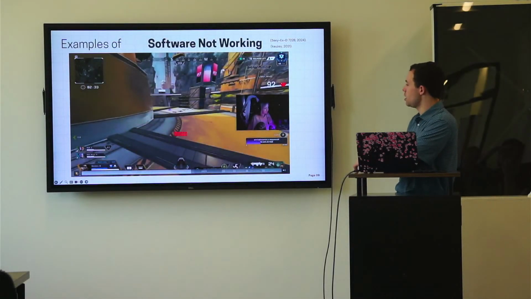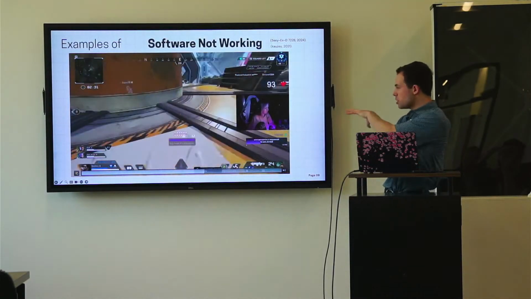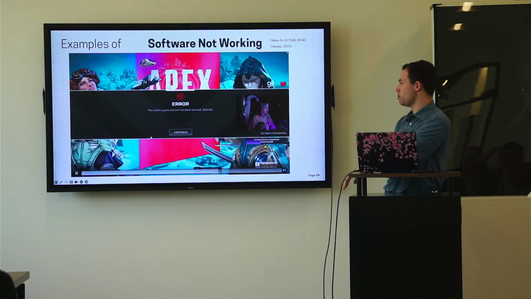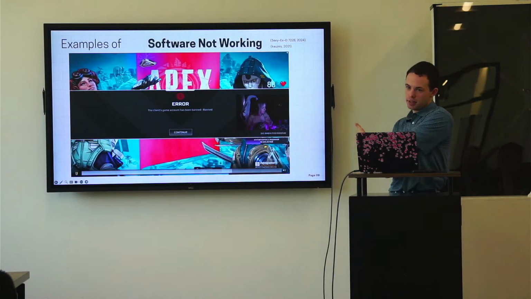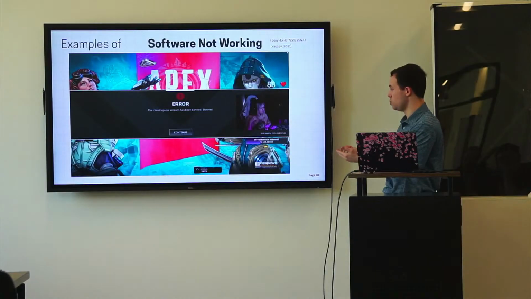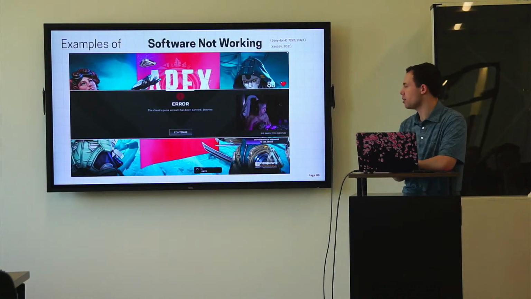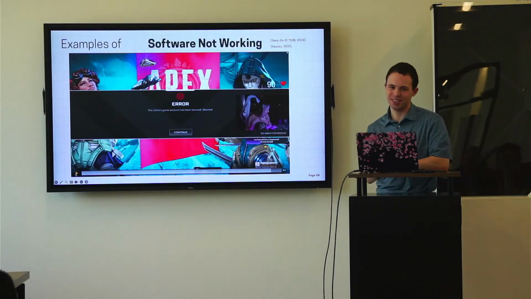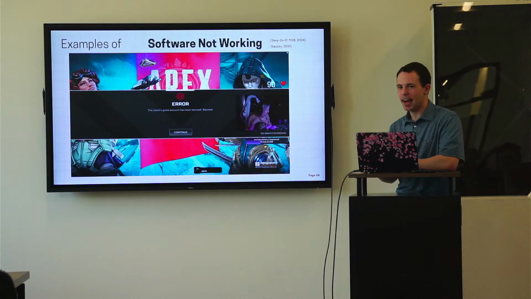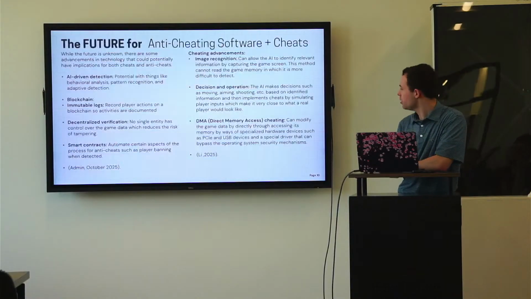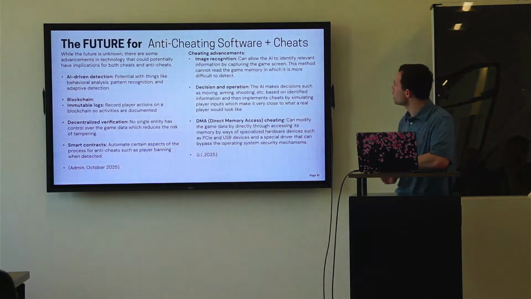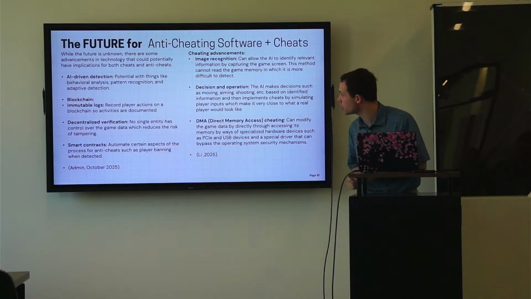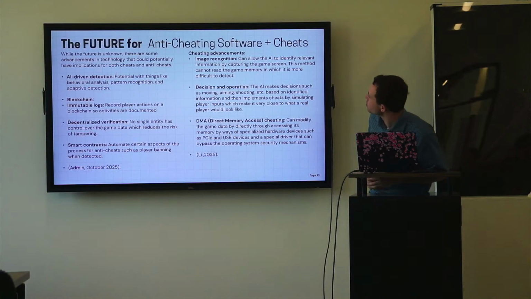This is Apex Legends. So this player, she was actually falsely banned. There was no evidence on screen to know whether or not she was cheating, but it was later confirmed that she actually was not cheating at all. So there's just a few examples of anti-cheating either working or not working. Let's go on to the future of anti-cheating software.